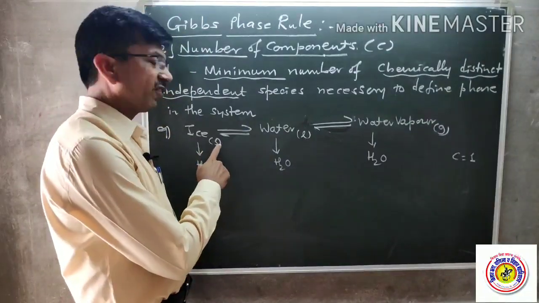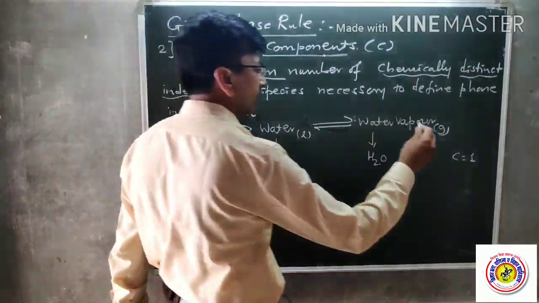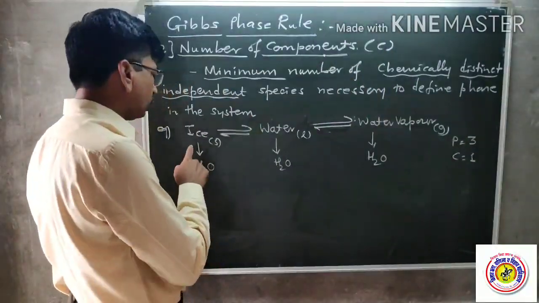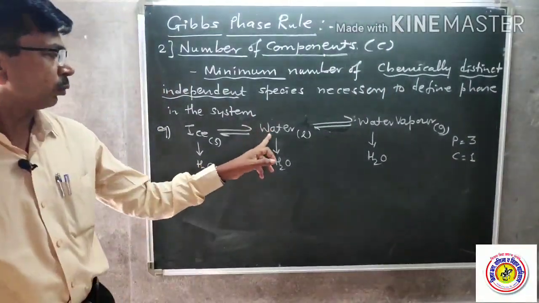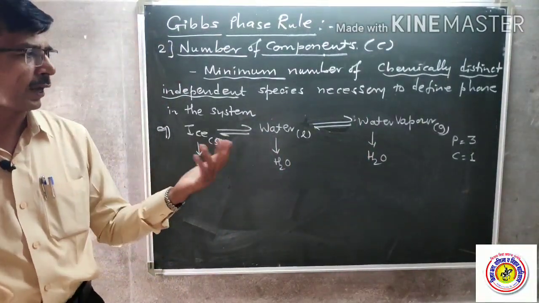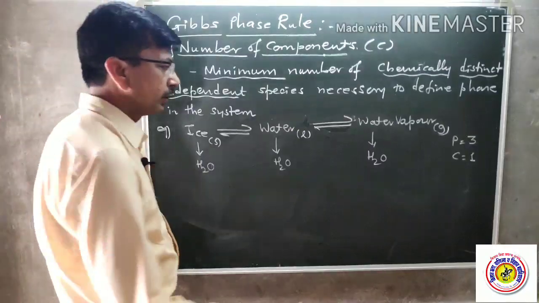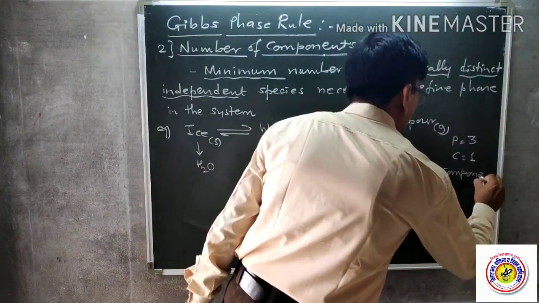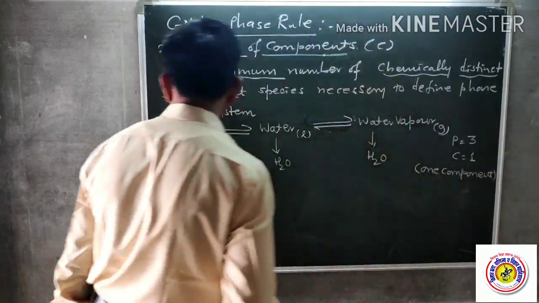While the phases are solid, liquid and gas, that is, the system has 3 phases. Each phase exists as H2O, water also exists as H2O, water vapor also exists as H2O. So it has only one component, and hence we call it a one component system. So remember, this is the example of a one component system.